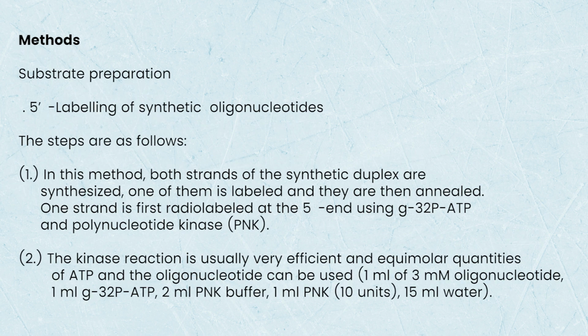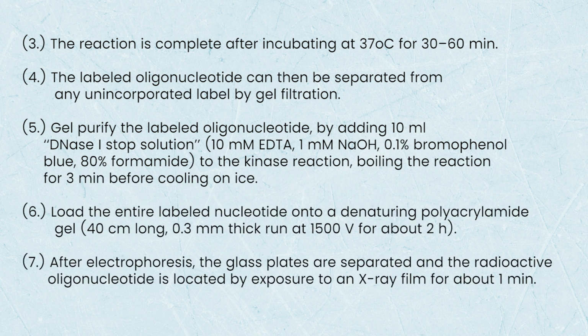In the second step, the kinase reaction is usually very efficient and equimolar quantities of ATP and the oligonucleotide can be used, that is 1 ml of 3 millimolar oligonucleotide, 1 ml gamma-32P ATP, 2 ml PNK buffer, 1 ml PNK, that is 10 units, and 15 ml water. In the third step, the reaction is complete after incubating at 37 degrees centigrade for 30 to 60 minutes. In the fourth step, the labeled oligonucleotide can then be separated from any unincorporated label by gel filtration.